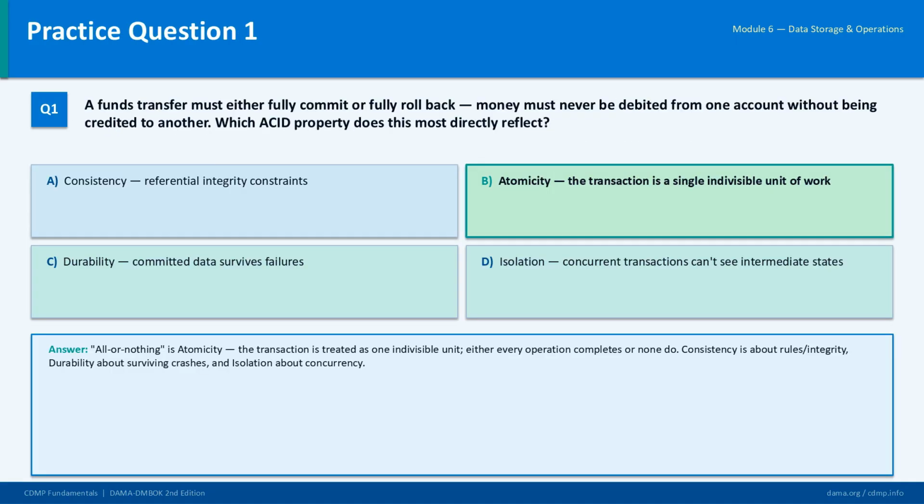Question 1. A funds transfer must fully commit or fully roll back. Which ACID property? The answer is B, atomicity, the all-or-nothing, indivisible unit property. Consistency is about rules and integrity, durability about surviving failures, and isolation about concurrency.